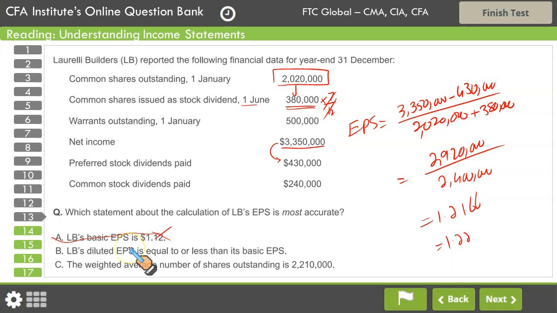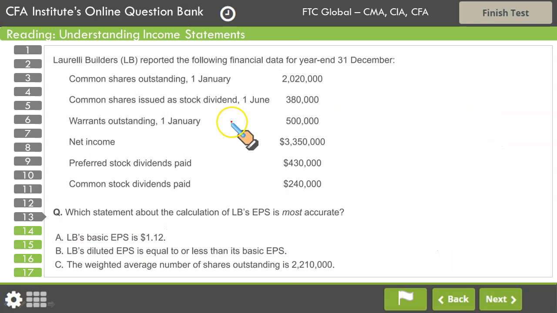Now this is an interesting part. LB's diluted EPS is equal to or less than its basic EPS. We have calculated basic EPS. Let us write it down. Basic earning per share, we've just calculated, is approximately 1.22. Now, we just cannot overlook warrants that give the holder the right to convert them into common stock. Now, there could be three situations.